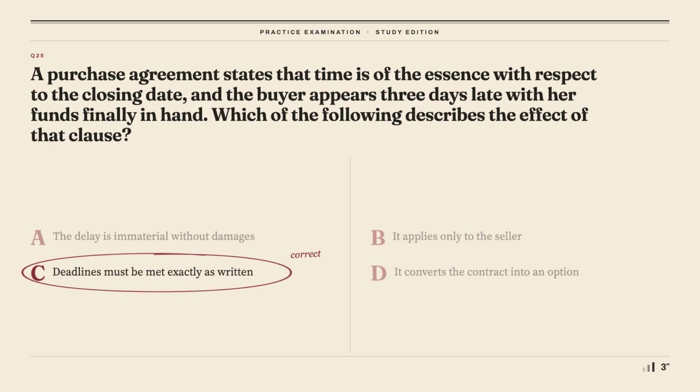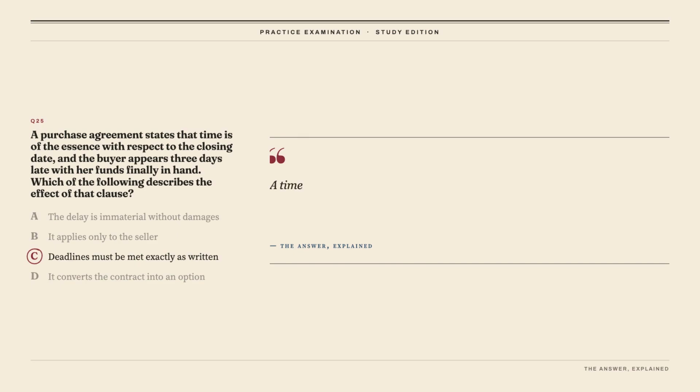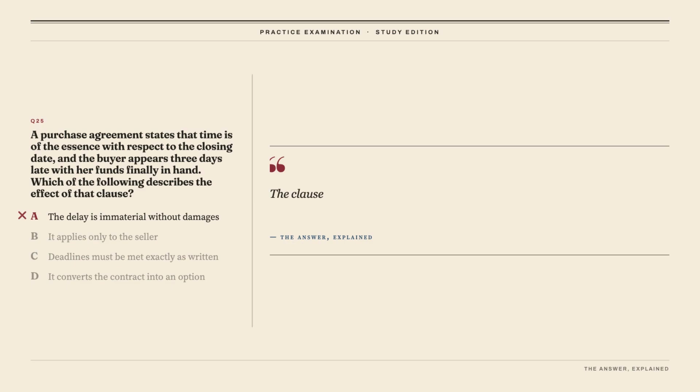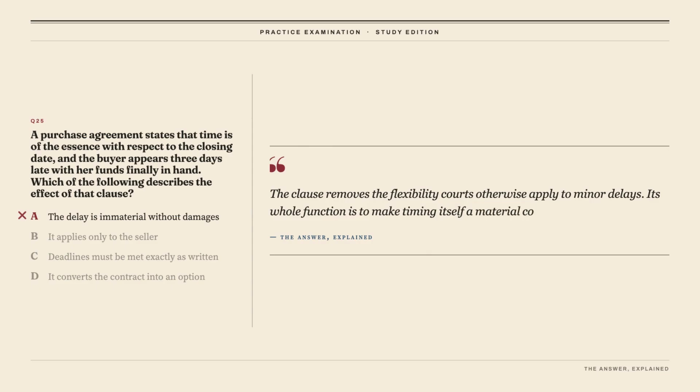The correct answer is C. Deadlines must be met exactly as written. C is correct because a time is of the essence clause makes the stated deadlines material terms. A party who performs late has breached even where the delay is short and the other side suffered no measurable harm. A is wrong because the clause removes the flexibility courts otherwise apply to minor delays. Its whole function is to make timing itself a material condition of performance.